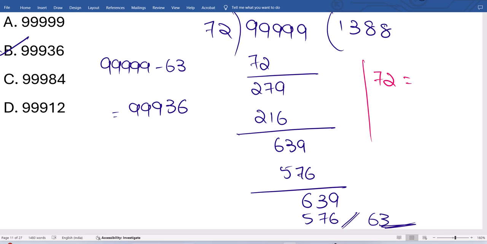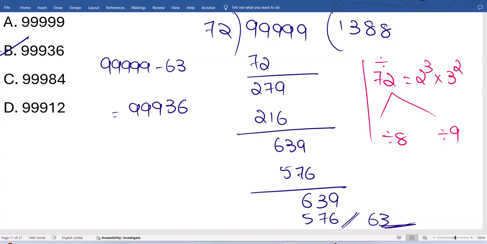We can write it as prime number power. What's the prime number power combination for 72? 2 cube into 3 square, means a number divided by 8 and divided by 9, then only divided by 72. Sir, listen, listen. If a number is divided by 8 and divided by 9, then only divided by 72. What is divisible by 9 rule, sir? Divisible by 9 rule.